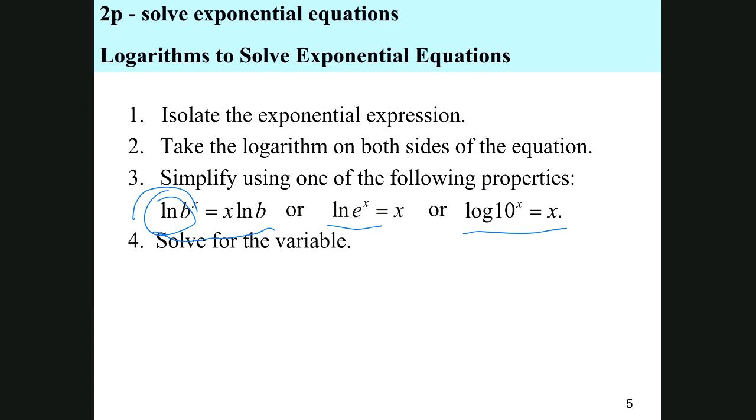And remember, our goal here is to get x down out of the exponent so that we can deal with it. Natural log of b is just going to be some number, and we'll just treat it like a number in the rest of the equation. If the base of the exponential happens to be an e, then using the natural log, we can just simply cancel it out. The natural log and the e cancel each other out, and it just leaves an x. Similarly, if the base is 10, then we can use the common log, and they'll cancel out and just leave us an x. All right, so let's see this in action.